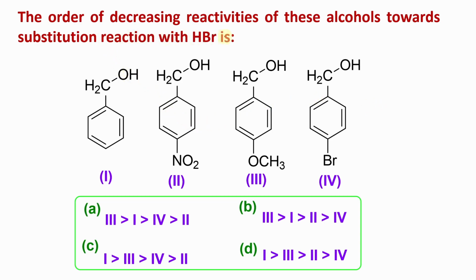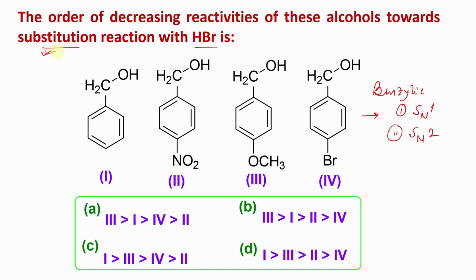Now, what is the order of decreasing reactivities of these alcohols towards substitution reaction with HBr? By the way, if you look at this problem, you will be confused that sir, all are benzylic substrates, and we know benzylic substrates are efficient for both SN1 and SN2 reactions. But how can I decide what they have asked? Because they have written substitution reaction. Actually it's a nucleophilic substitution reaction.